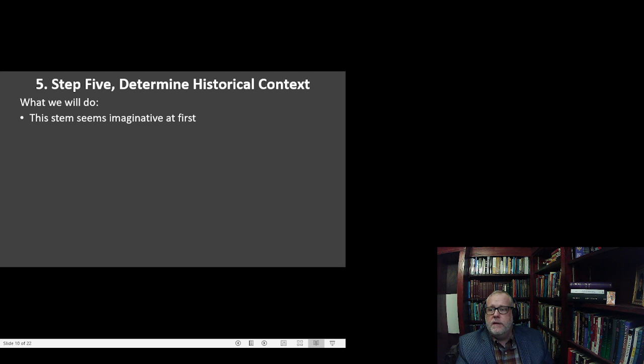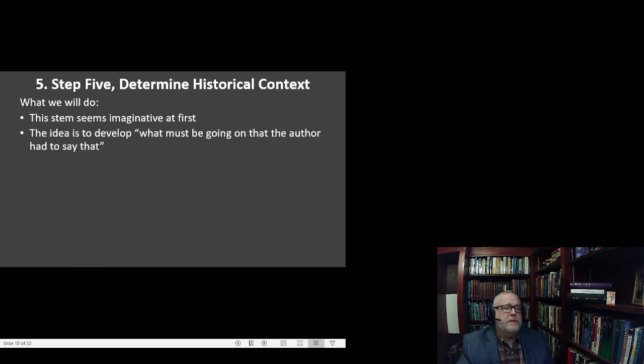This task seems to be imaginative at first. The idea is to develop what must be going on that the author had to say that. In other words, people don't say things without a reason. That's the underlying assumption behind this method. If you assume that people speak without any reason or they just say random things, then this step has no meaning. And so if Paul is saying something, there must be a reason.